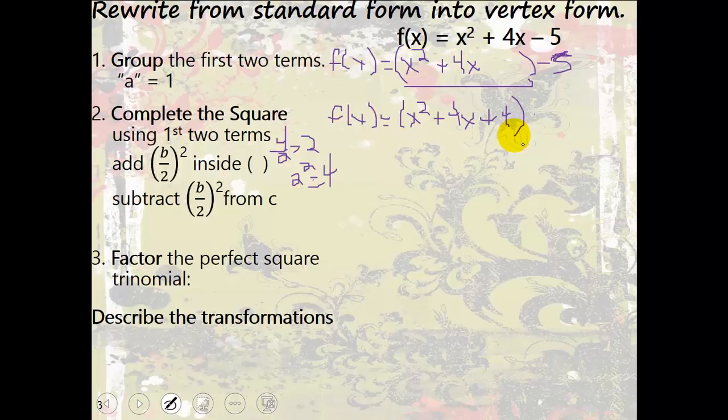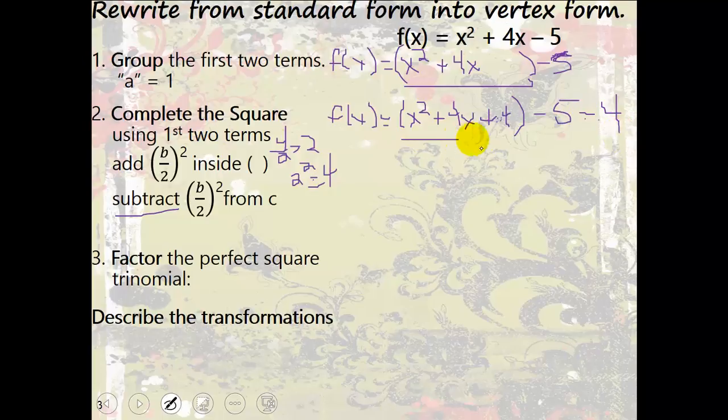Now, think about what we've done. We've actually changed the value of this equation because we've added 4 units here. So if I want something to stay the same and I've added 4 units here, what do you think I need to do here? I need to subtract. So whatever I add on the inside of my parentheses, I have to subtract from the outside of my parentheses.